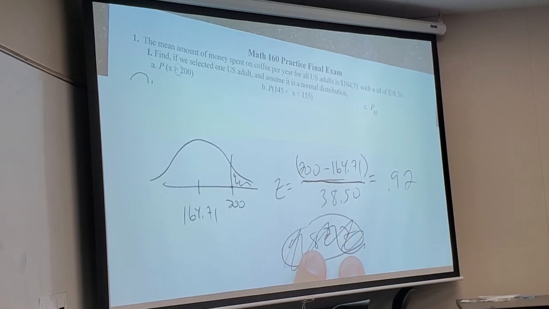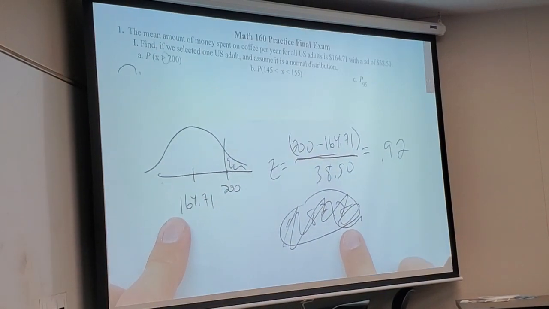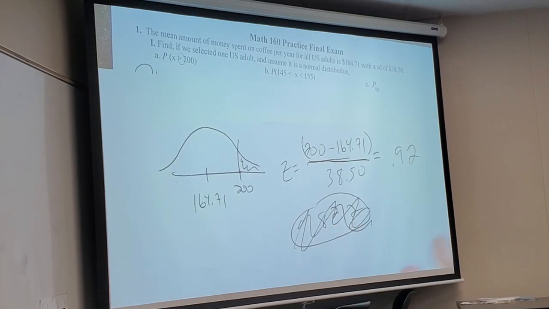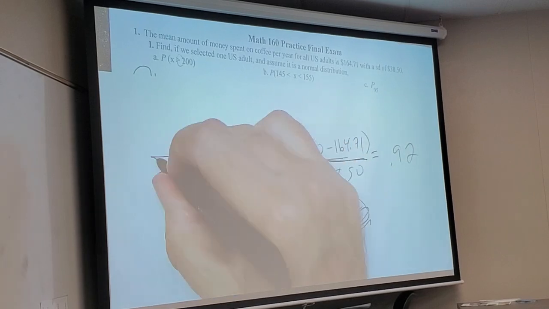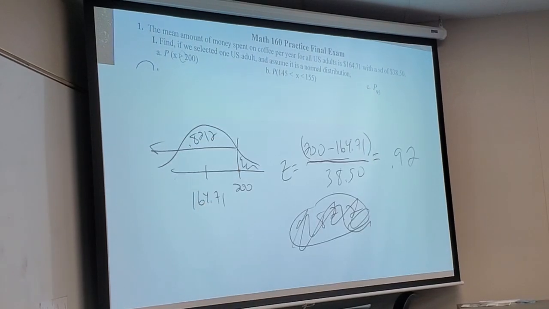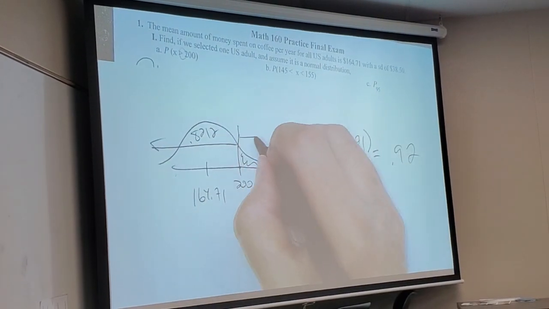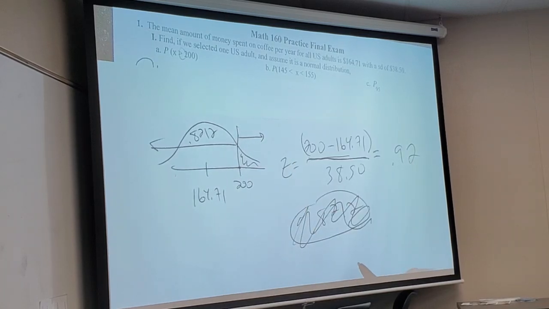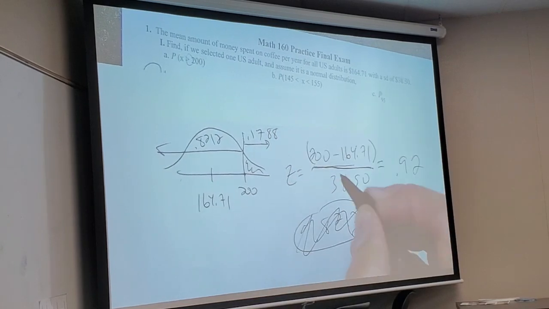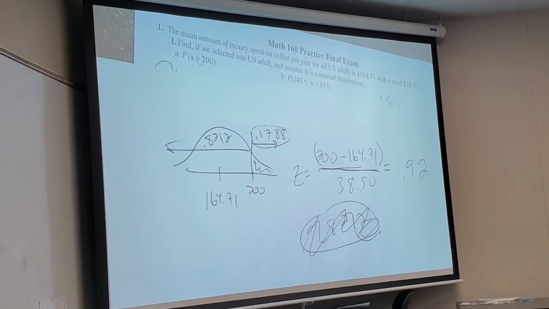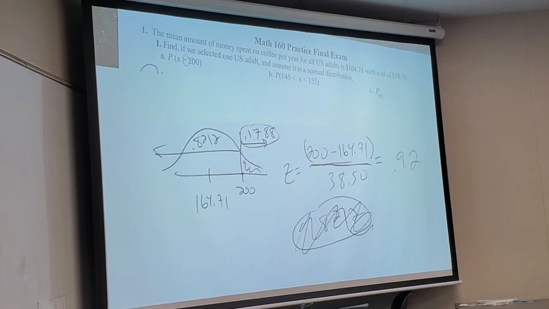Where is 0.8212 in the picture? Whenever I look up a z-score, what do I get? The area below it. So put that on the picture and then step back and go, I didn't get the answer yet. How do I get the answer? One minus that. So 0.1788. So what does that mean physically?